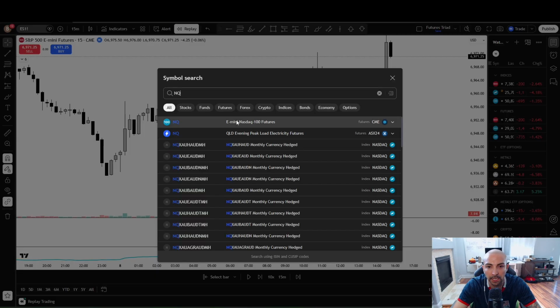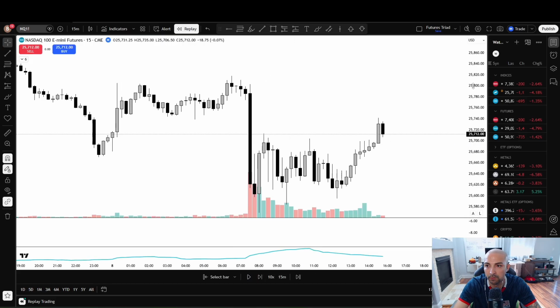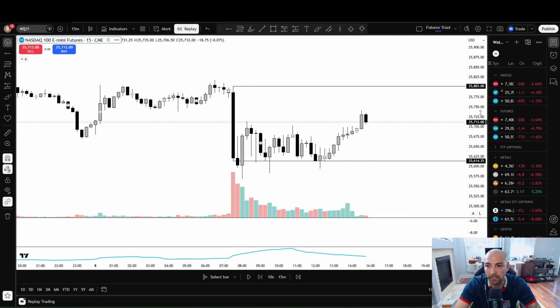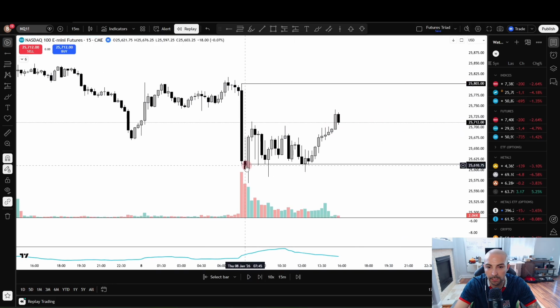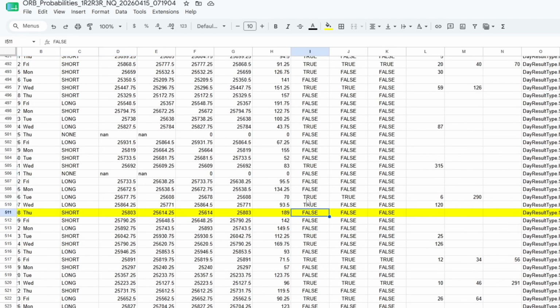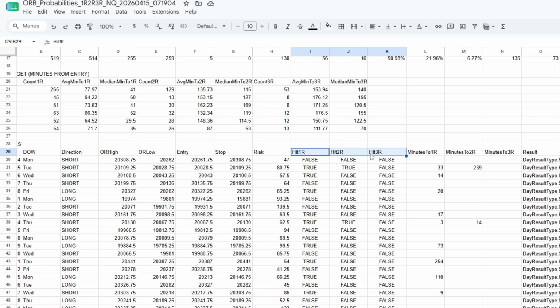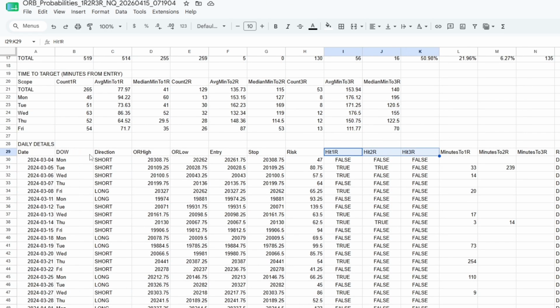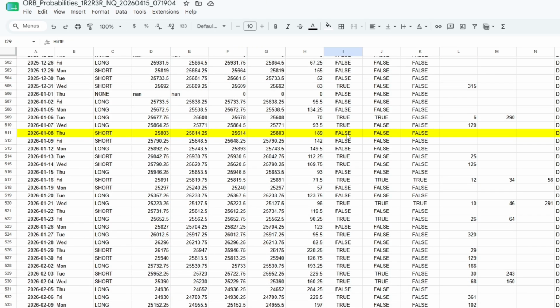This is my data set that I had up for NQ. Opening range high, opening range low. So I'm assuming this one didn't give us anything good. Look at the data. Okay, so this is 1R, 2R, 3R, so it is false across the board. Opening range high, low, entry, stop. So this one didn't result in any 1R, 2R, or 3R.